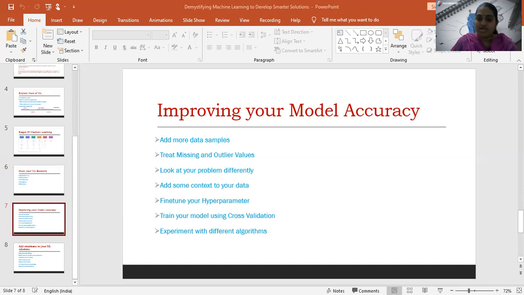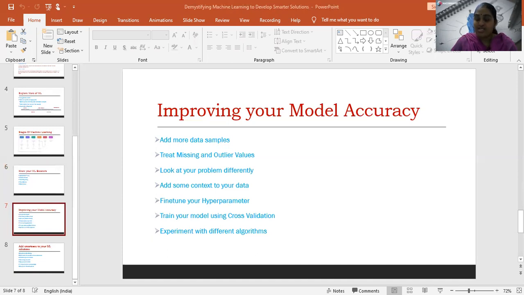Now we have to look at the problem differently. Yes, when adding more data doesn't work for model accuracy, then looking at the problem from a new perspective might add some resourceful information to your model and let you uncover buried relationships between variables. Asking questions to yourself may lead to better results.